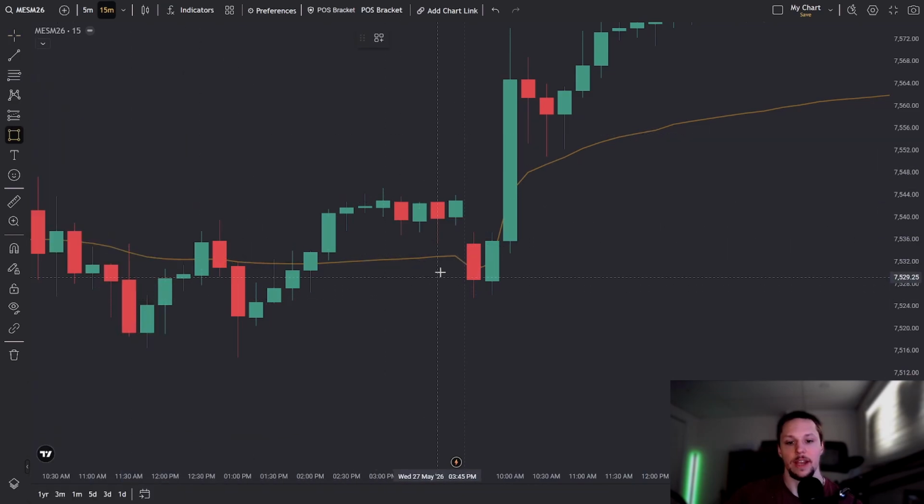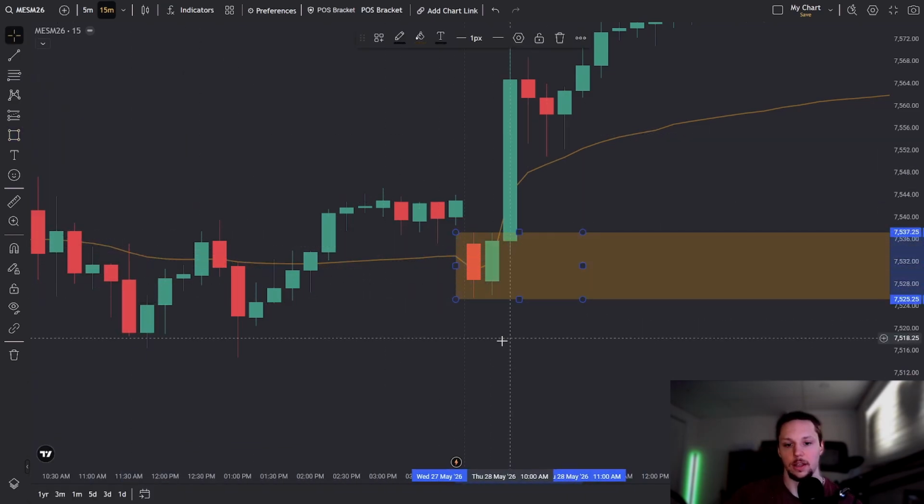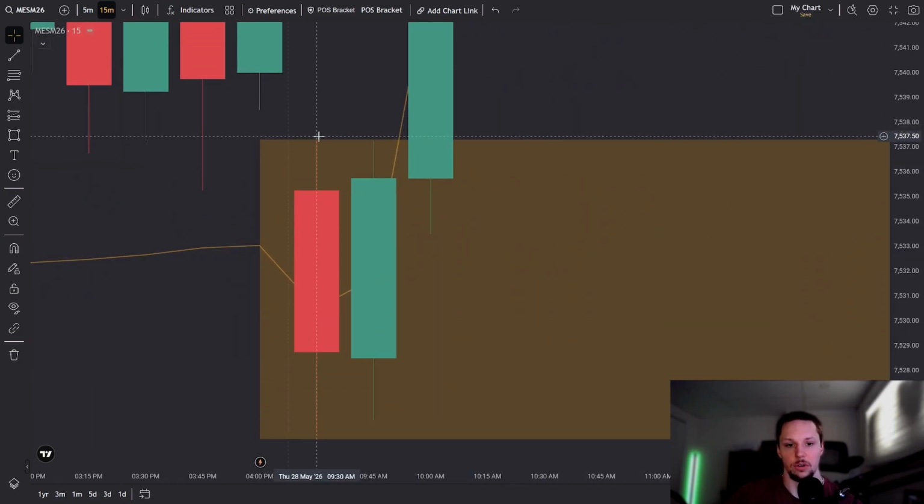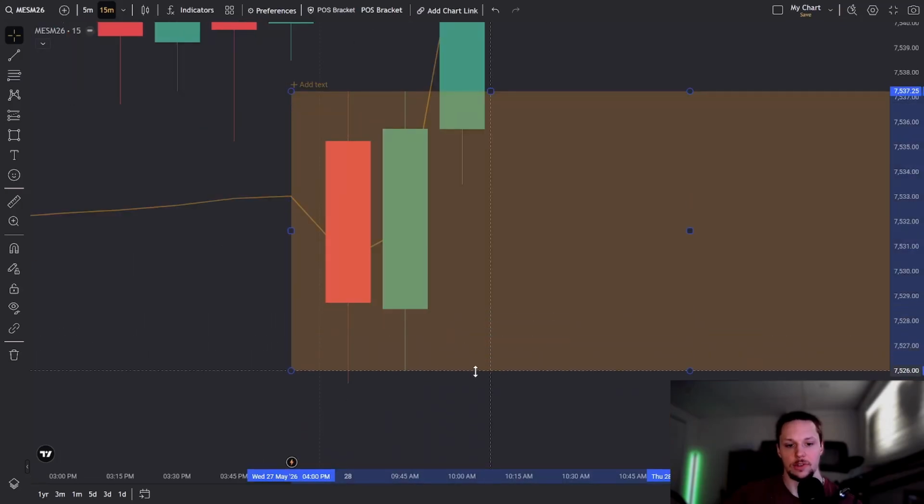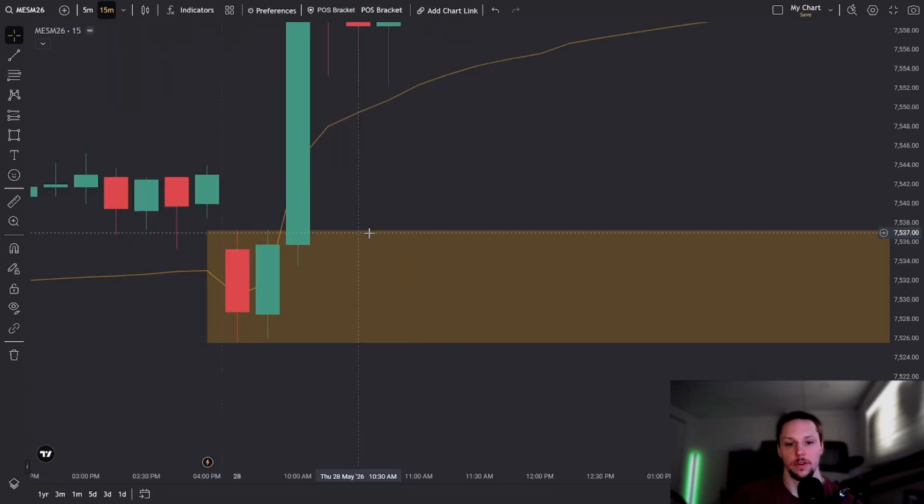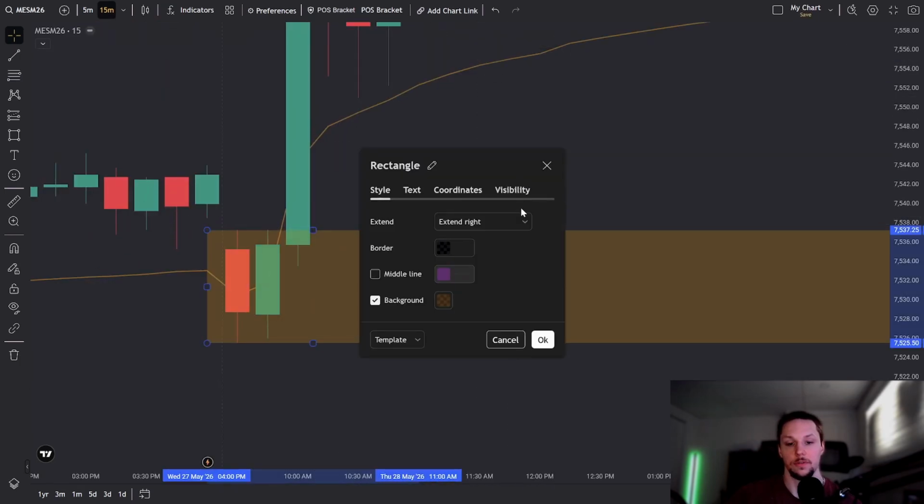I'll take my rectangle tool and I'm going to highlight that first 15-minute candle. And I'm going to make sure that the rectangle that I draw over top of it is as high as this candle's wick and as low as the bottom wick as well. So we want this box to cover the entire candle, both body and wicks. And if you're interested in the settings that I use for my rectangle tool, these are the settings.